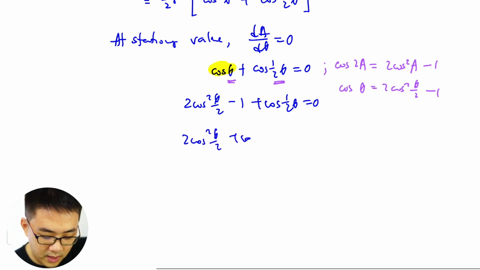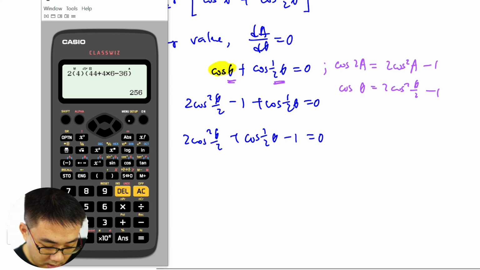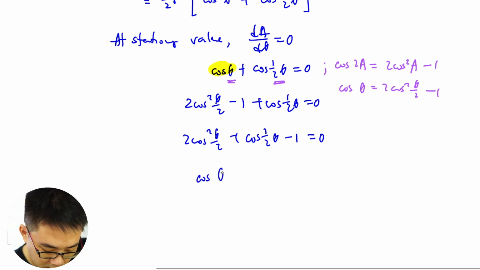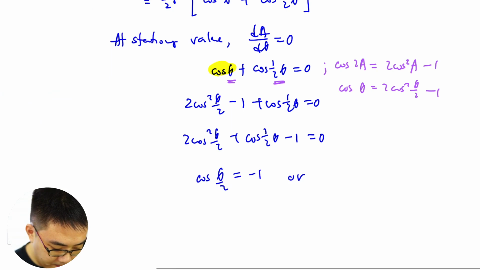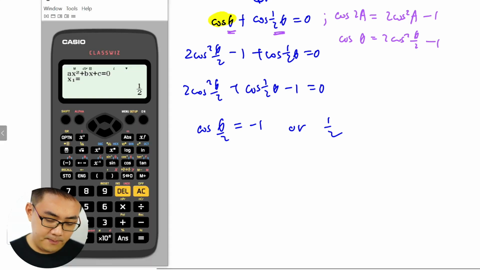This is a quadratic expression, so I'm not going to explain too much here. I'm going to use the GC calculator, polynomial with coefficients 2, 1, negative 1. The cos of theta over 2 is negative 1 or half. Cos inverse of half would be pi, so we do not want that, reject.